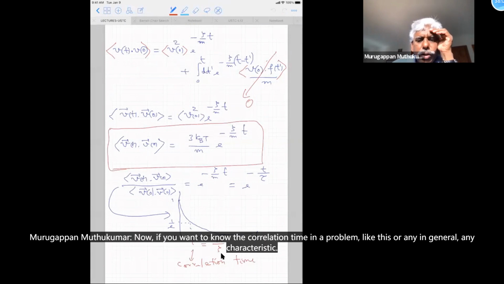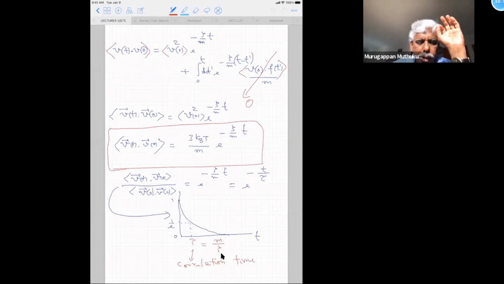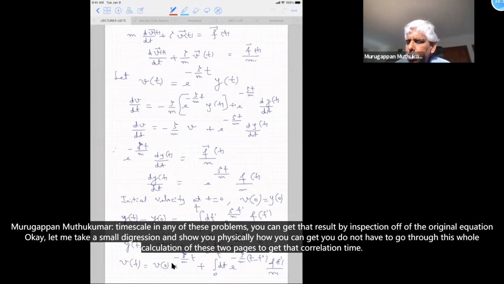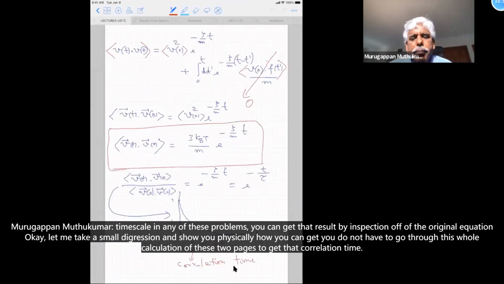Now, if you want to know the correlation time in a problem like this, or in general any characteristic time scale in any of these problems, you can get that result by inspection of the original equation. Now let me take a small digression and show you physically how you can get it. You do not have to go through this whole calculation of these 2 pages to get that correlation time.